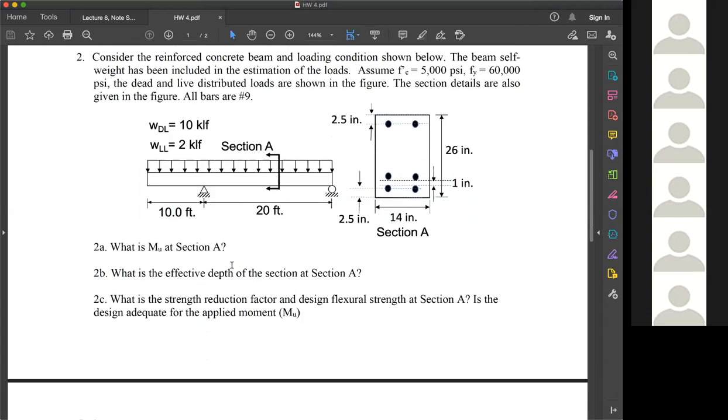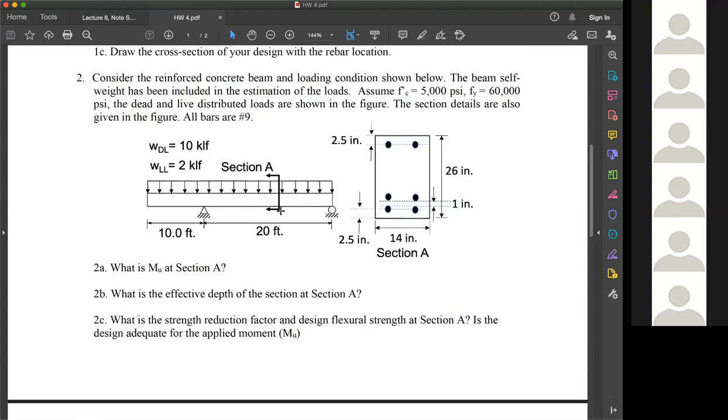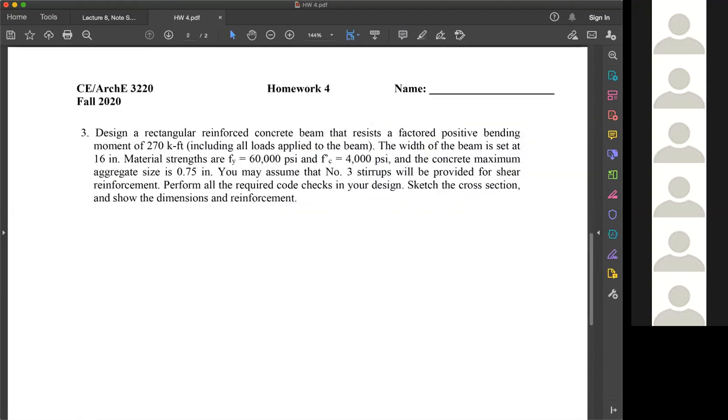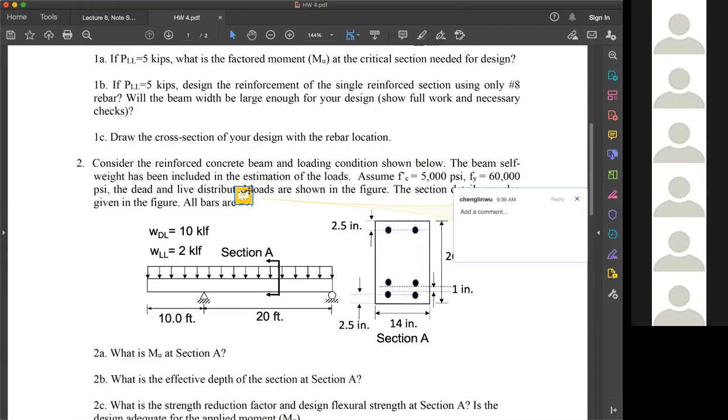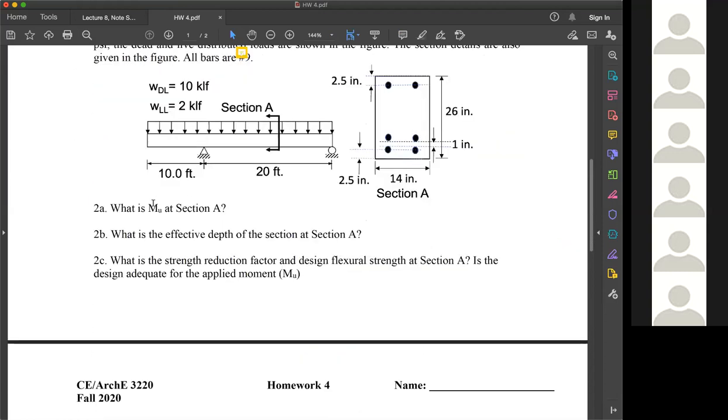Question: since it doesn't explicitly say, can we assume that A is in the middle? Yes, A is in the middle. Sorry, I should have mentioned. Let me make a correction on that, okay? So A is the middle span. I'll make a correction in the homework, okay? And then that's Mu at the section A.